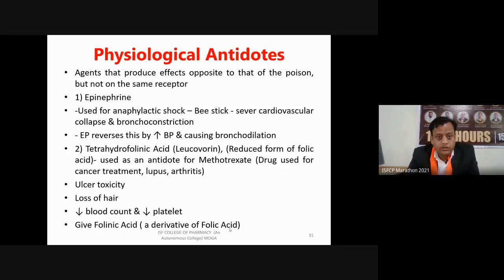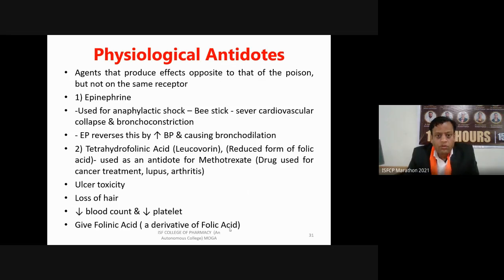So, epinephrine is generally used for this purpose. Epinephrine reverses this by increasing blood pressure and causing bronchodilation. So, in anaphylactic shock, where bronchoconstriction occurs, epinephrine generally reverses it by increasing blood pressure and causing bronchodilation.